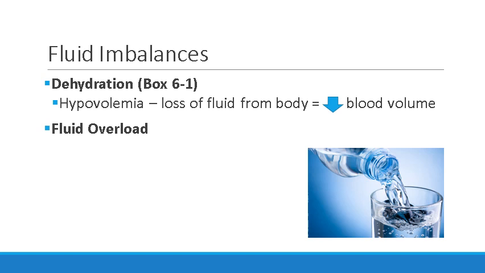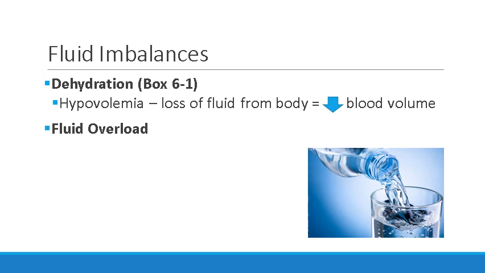Dehydration: in your textbook, box 6-1 is very helpful to look at related to dehydration. With dehydration, we have hypovolemia, which is loss of fluid from the body. When we lose fluid from the body, this decreases our overall blood volume. If we think back to when we were talking about ADH, antidiuretic hormone, if we have decreased blood volume, these patients are going to be hypotensive. So somebody that's dehydrated is usually going to have a low blood pressure. They're going to be hypotensive.